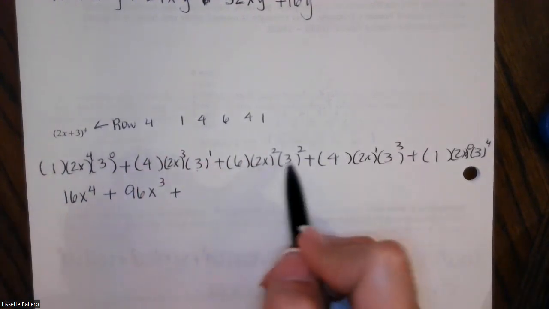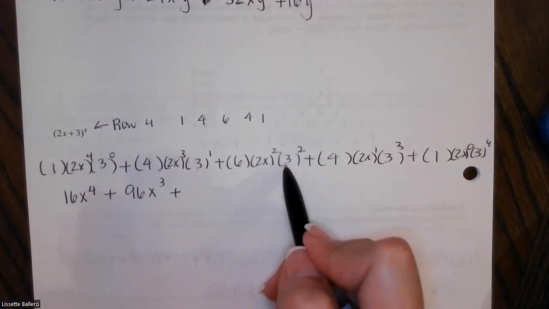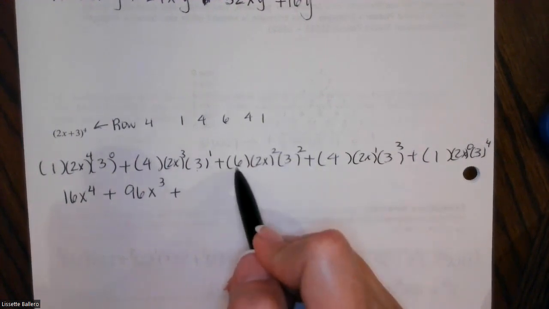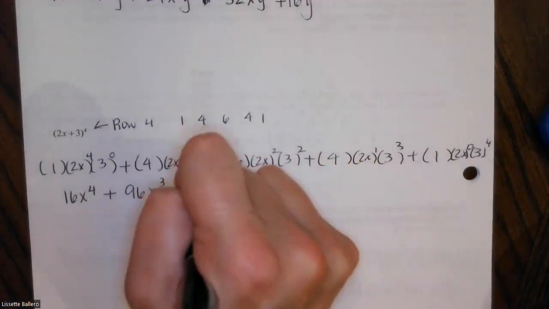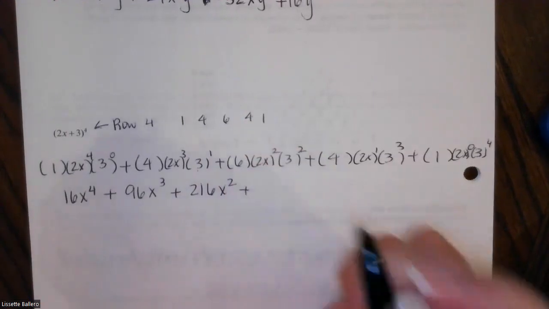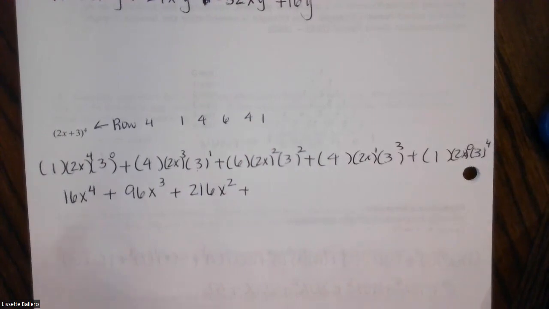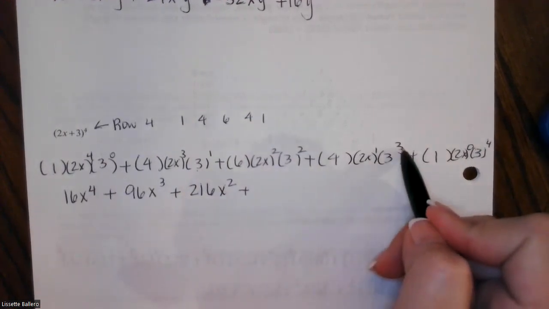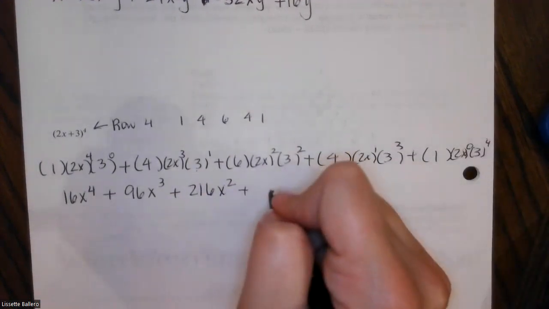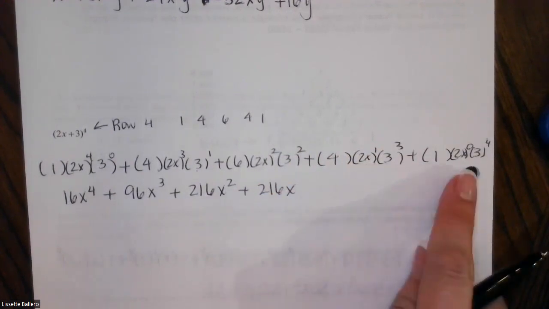If you need the calculator here, you could use the calculator as well, since this is going to be the calculator portion of the test. So 3 squared is 9, times 2 squared, which is 4, times 6 is going to give us 216x squared. And then we're going to go ahead and multiply 3 to the third power, which is 27 times 2 times the 4, which is going to give us 216 again. And in that case, that's just x to the first.